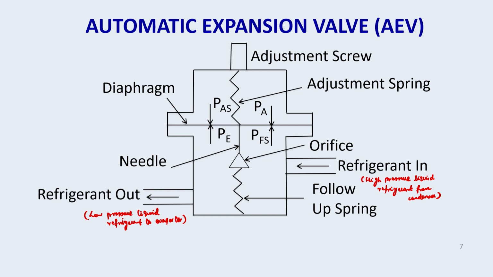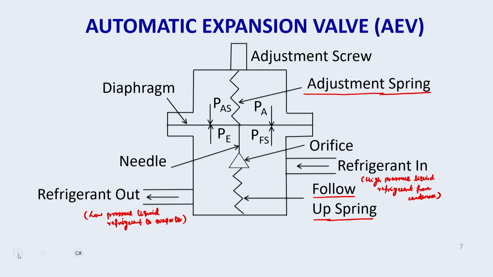If you see, it consists of a needle, and according to the position of the needle with respect to the orifice, the location of the orifice is fixed. There is an adjustment spring. Two types of springs are there: one is an adjustment spring, another one is a follow-up spring. Before the forces, there is a diaphragm, sometimes called bellows, and there is an adjustment screw.